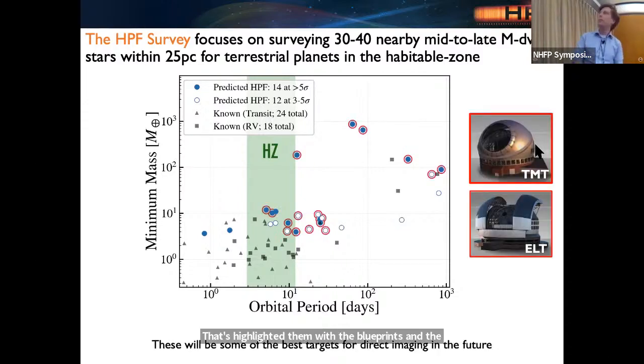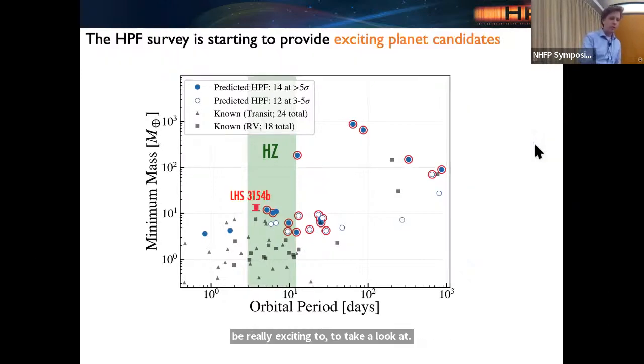Some of these systems would then be within range of the detection capabilities of upcoming instruments on the 30-meter class telescopes to obtain direct images and spectra of these non-transiting planets, which would be really exciting to take a look at once those are online. And we're excited that the HPF survey is starting to detect some really exciting systems, the first one being LHS 3154b, which I'll talk about in the coming slides.